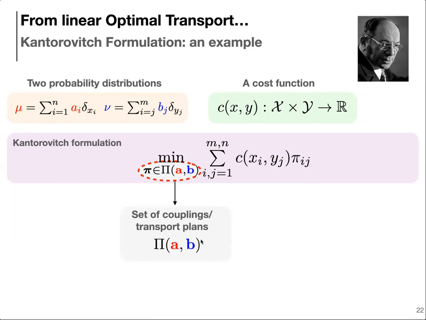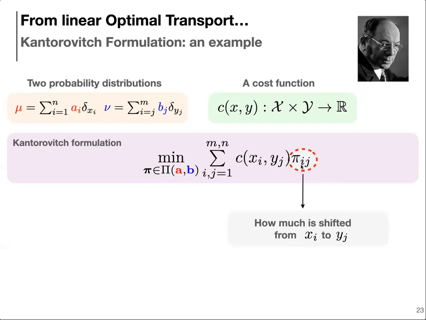P should belong to a set of couplings. And those couplings state that we need to move all the mass from the bakeries to all the mass from the cafes. I will discuss this geometric object a little more later. But clearly, in the discrete case you can see this as a kind of matrix, which is actually a joint law, a probability joint law. So it's a matrix of positive values that sum to one, with prescribed marginals A and B.